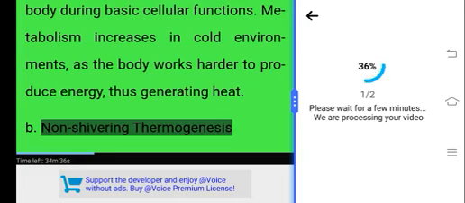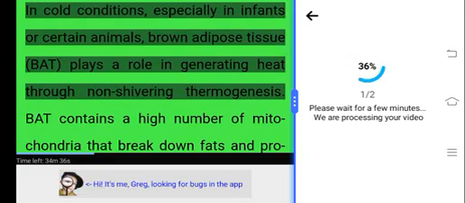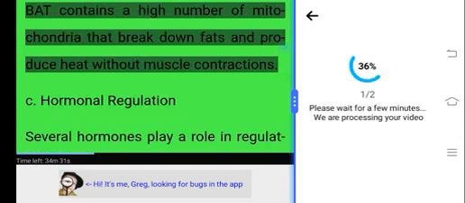B. Non-shivering thermogenesis. In cold conditions, especially in infants or certain animals, brown adipose tissue (brown fat) plays a role in generating heat through non-shivering thermogenesis. Brown fat contains a high number of mitochondria that break down fats and produce heat without muscle contractions.